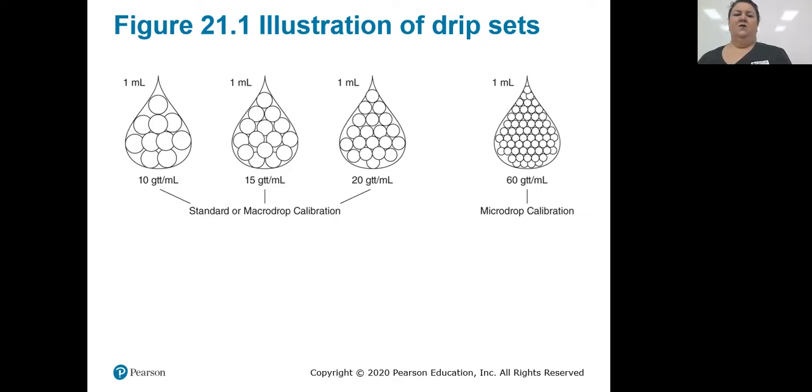Next one in the middle, we have the 15 drop per milliliter. You see those droplets are slightly smaller than the 10 drops per milliliter. And then even smaller than the 15 drop per ml is the 20 drop per ml. And then on the far right-hand side there, you have the 1 milliliter that is containing 60 drops per ml. This is your micro drop calibration.